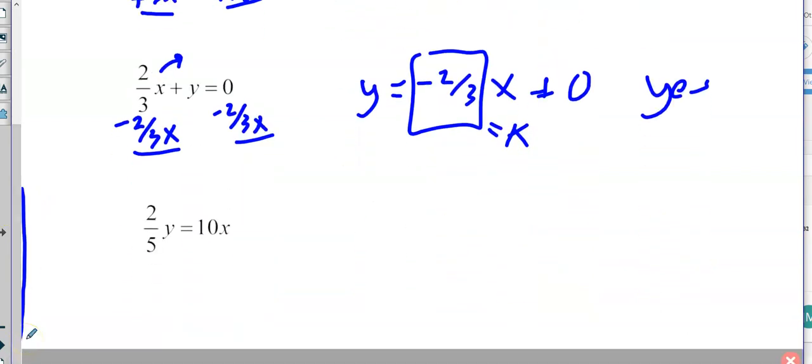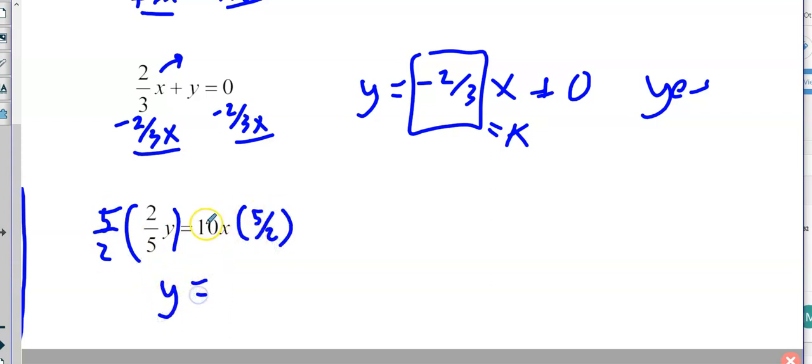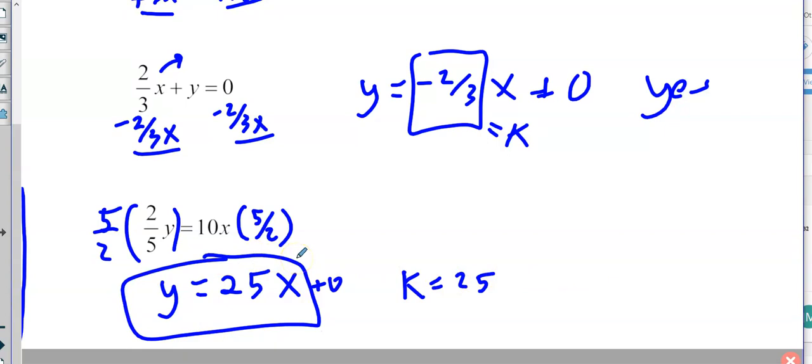I'll see one more. Let's see, to solve this one for y, you might just multiply both sides by the reciprocal there. So multiply by 5/2. Let's see, that'll give you y equals, I guess it'd be 50 over 2, which is 25. And so yes, k equals 25. The y-intercept seems to be 0. Yes, that is direct variation. So that's the right equation there.